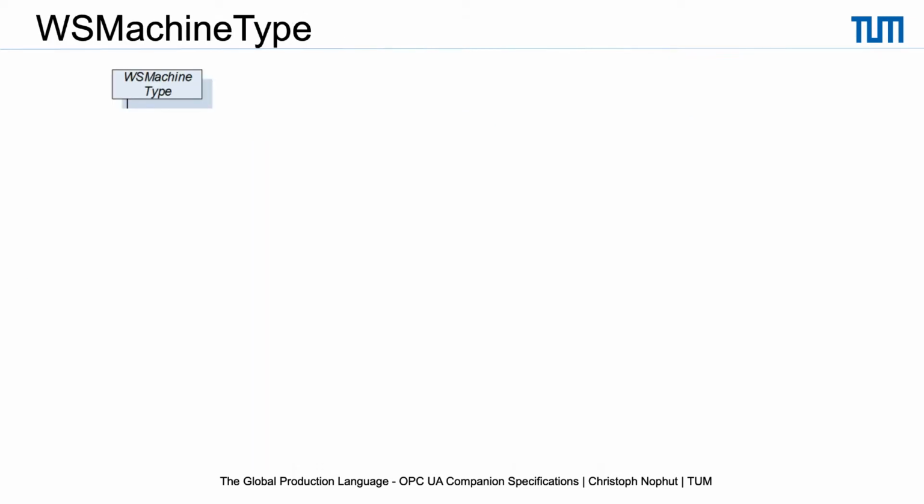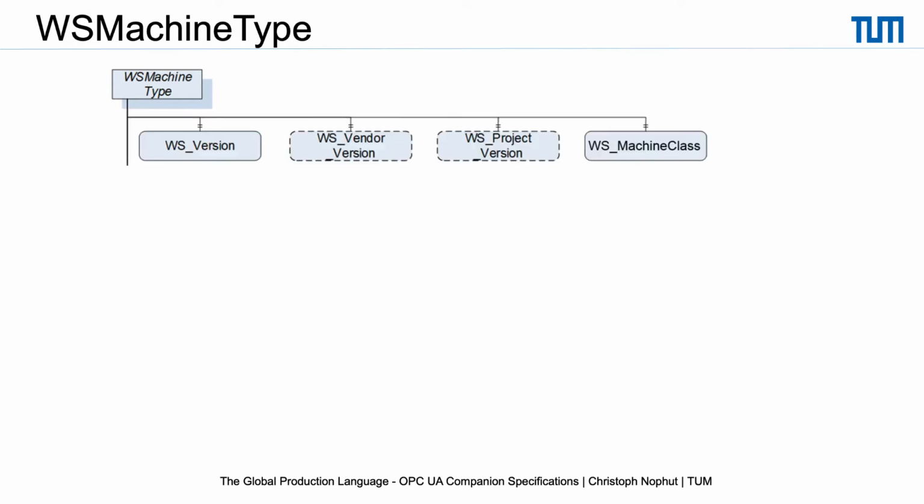The starting point for every Weihenstephaner standard machine is the WSMachine type. Such a machine describes which WS version is used. So this version includes the domain and the version number. On top of this, every vendor could define data points for his machine on his own. So it's possible to add a WS vendor version or a WS project version for a special product or project.